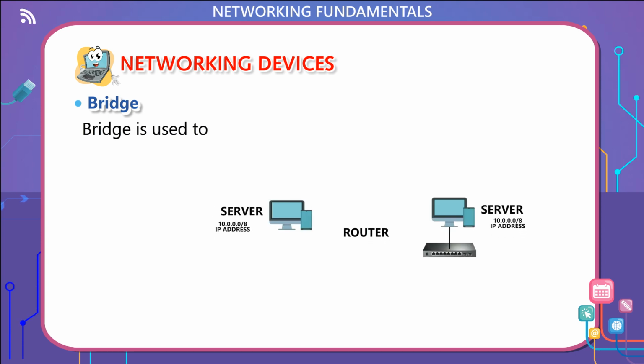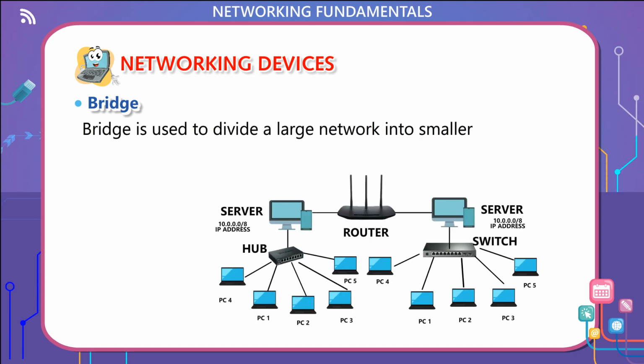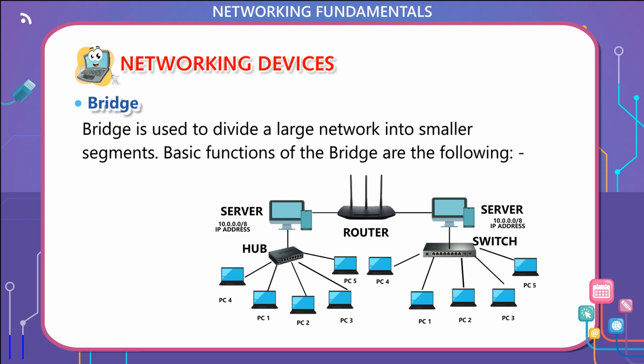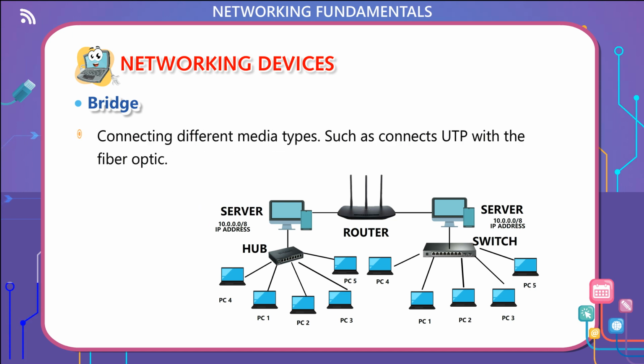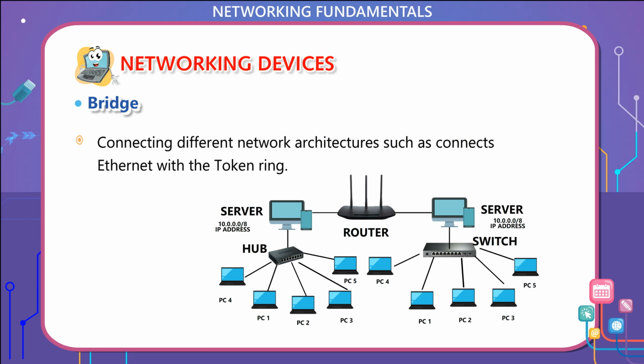Bridge. A bridge is used to divide a large network into smaller segments. Basic functions of the bridge are the following: breaking a large network into smaller segments, connecting different media types such as connecting UTP with fiber optic, and connecting different network architectures such as connecting Ethernet with token ring.